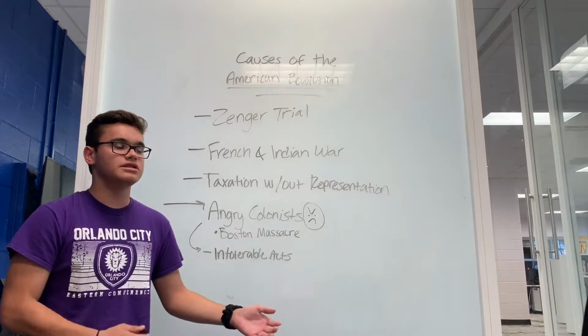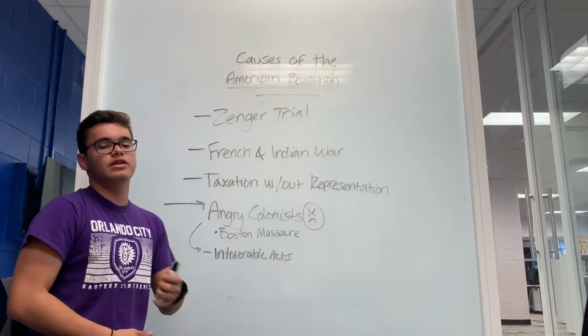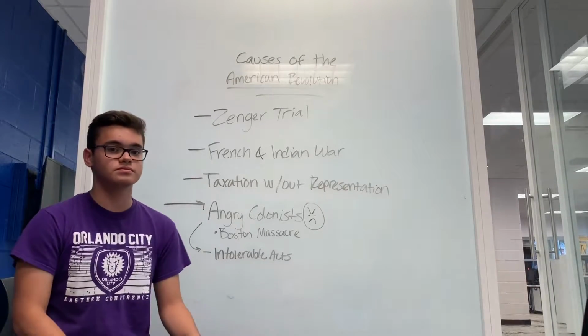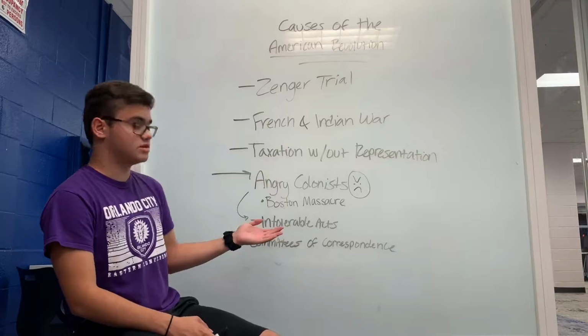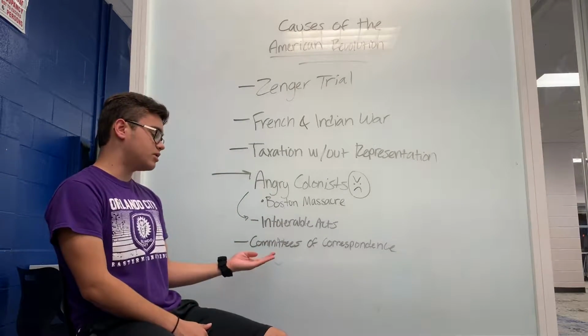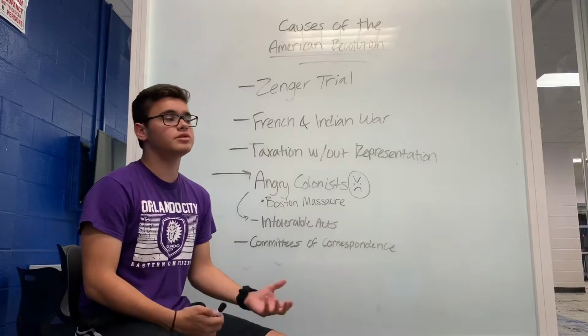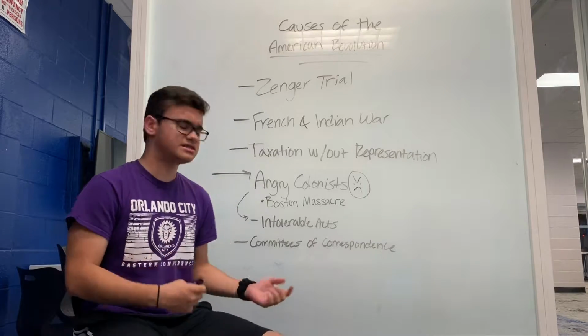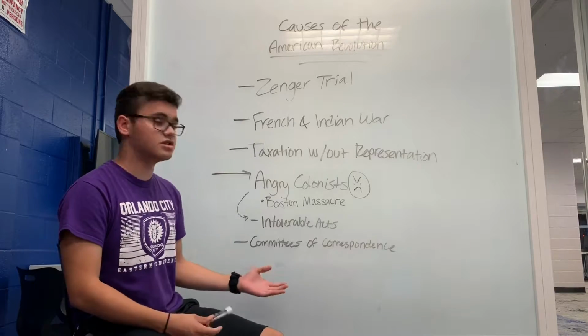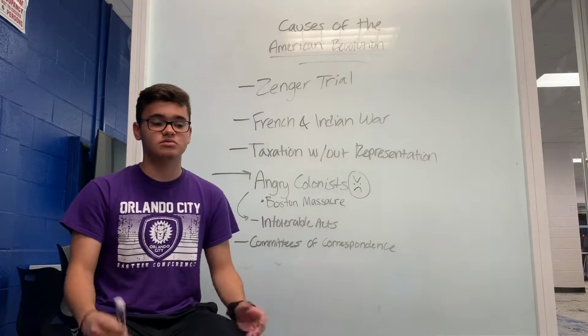Pretty much these Intolerable Acts, even though they were in response to colonists rebelling, only angered the colonists even more. So as a result of the Intolerable Acts and the British trying to stop these rebellions, the committees of correspondence occurred. The colonists attempted this system to communicate and discuss different issues and matters of this whole situation between the colonists and the British.